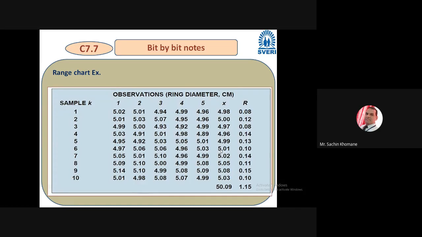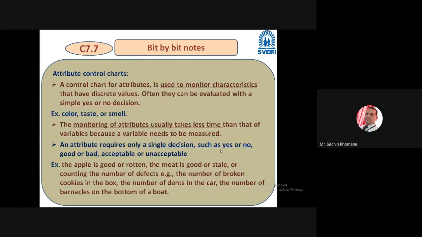Now our chart data collection format is in this way. Now, the attribute control chart. We have seen two variable control charts, that is the X chart and R chart. Now the next chart is the attribute control chart. A control chart for attributes is used to monitor characteristics that have discrete values. Often they can be evaluated with a simple yes or no decision.